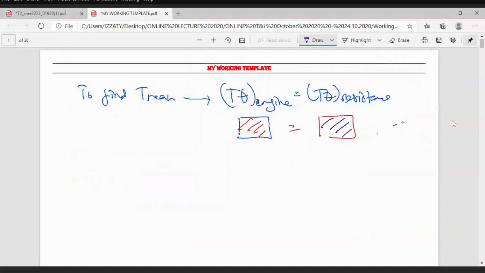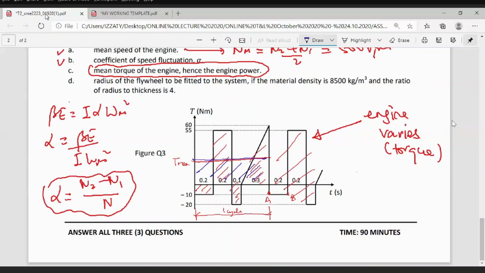Okay, now start calculating the engine. So how is the engine? Calculate the engine graph. How is it? It's not very difficult, is it? Could anyone tell me how?